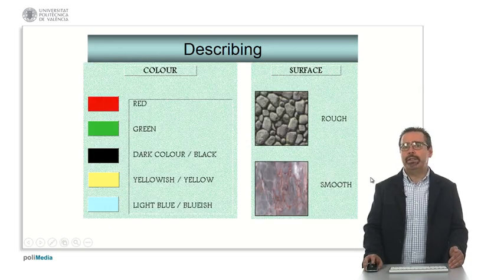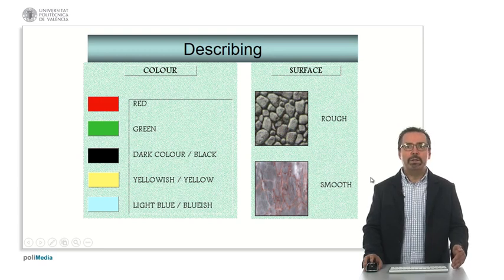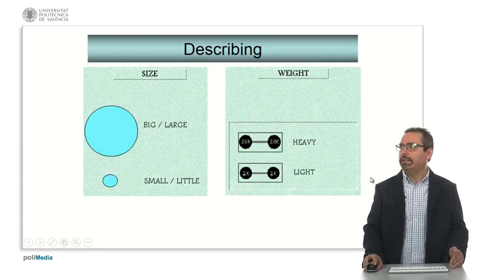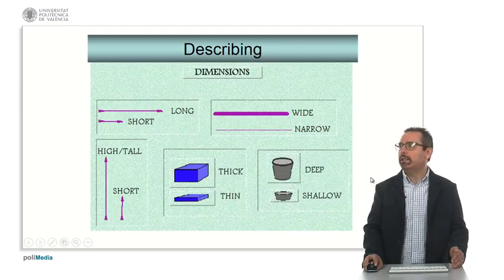We can concentrate on different possible properties or characteristics of the object or the product, such as the color. If we don't know the color exactly, we can say it's yellowish or bluish, which is close to this color. The surface, the size, such as here we have some examples to refer to size, weight. There are some other synonyms as well, but these are the most general ones. The dimensions, general dimensions: long, short, wide, narrow, high, tall, short, thick, thin, deep, shallow.